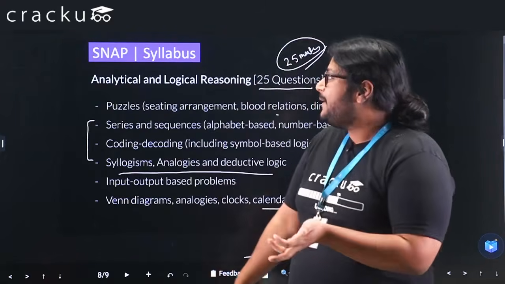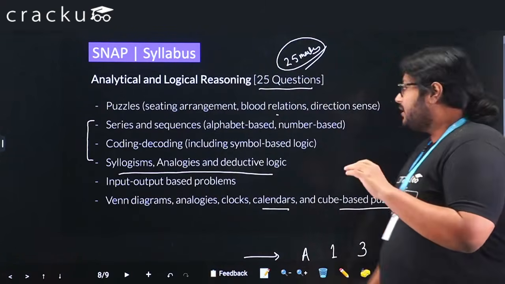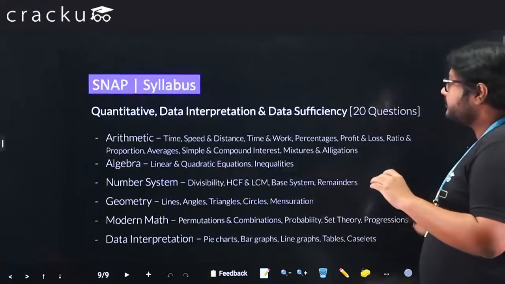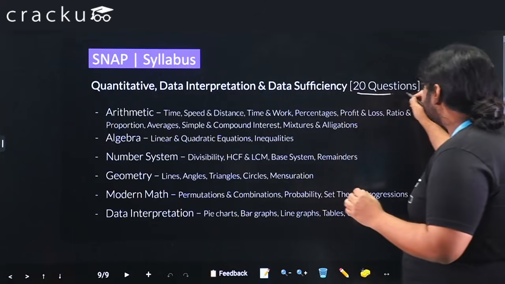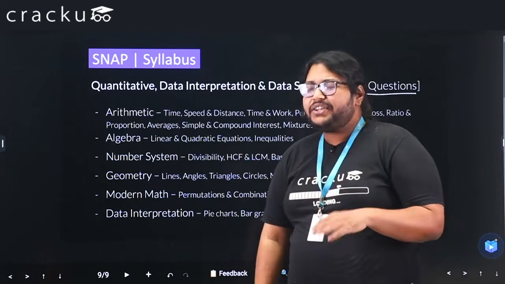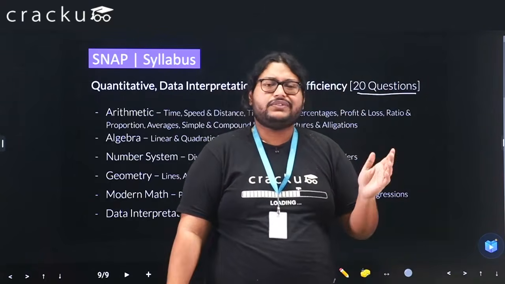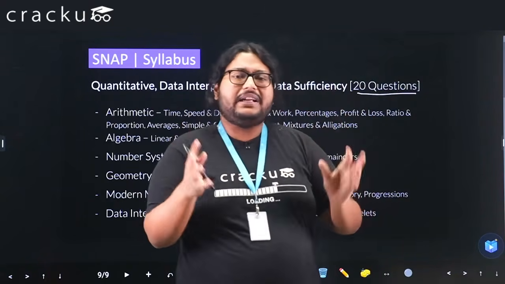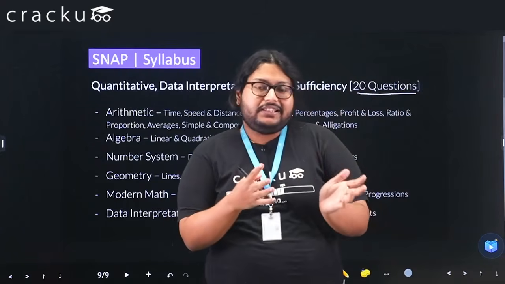Do check it out. Now moving on to the third section for the exam, we have the QDIDS and DS. Now this one has 20 questions, which means this is 20 marks. The syllabus is kind of similar to every other exam, CAT also for that matter. Everything in quants that you will be learning, that is the same thing. But there is a difference, obviously.